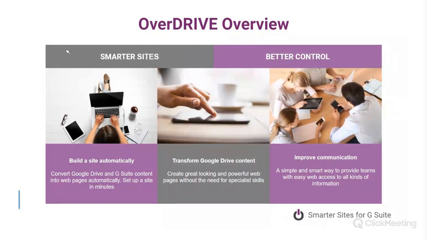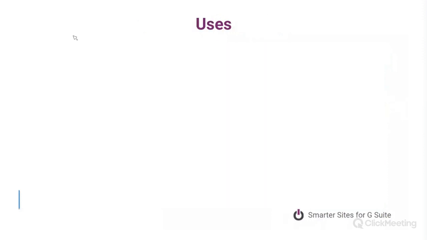One of the other advantages that you get with OverDRIVE is that every site is automatically mobile friendly. So they can access that site on any device that they want from any location, which gives you a great deal of flexibility in terms of how your users create and use the sites that they have.